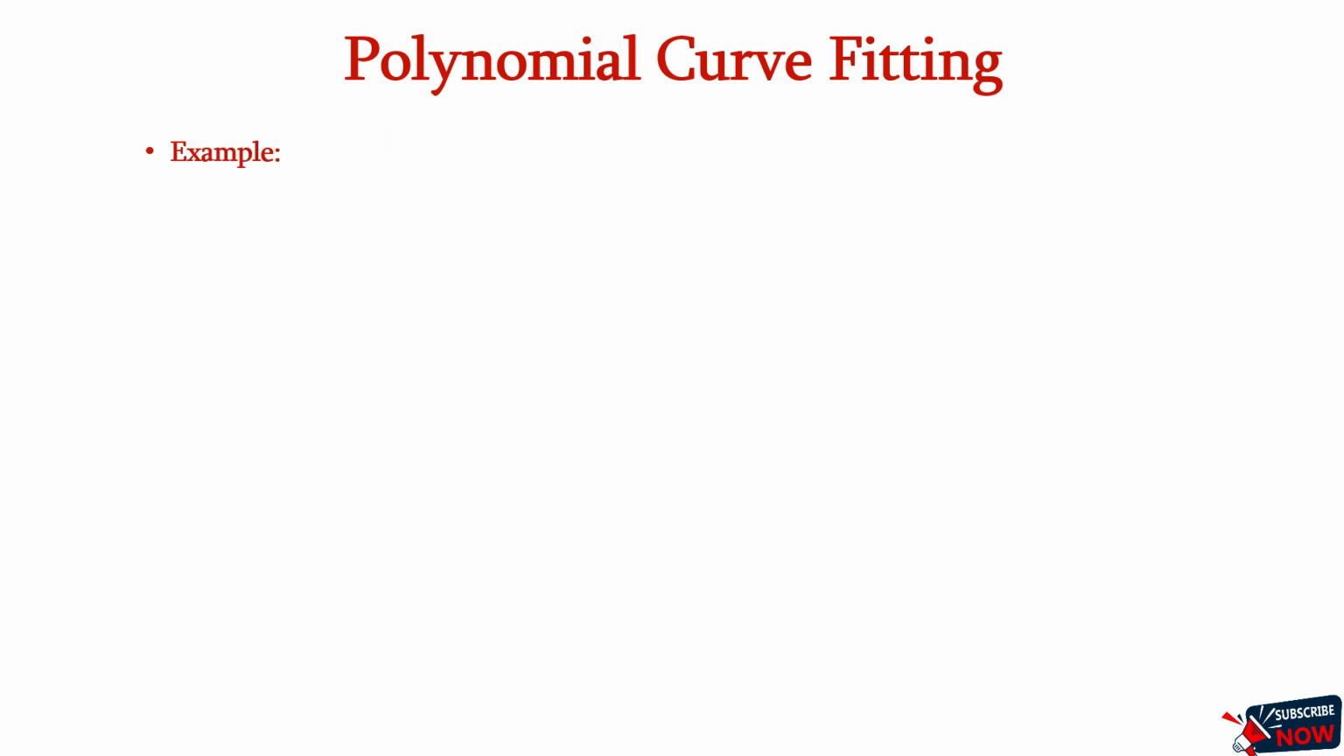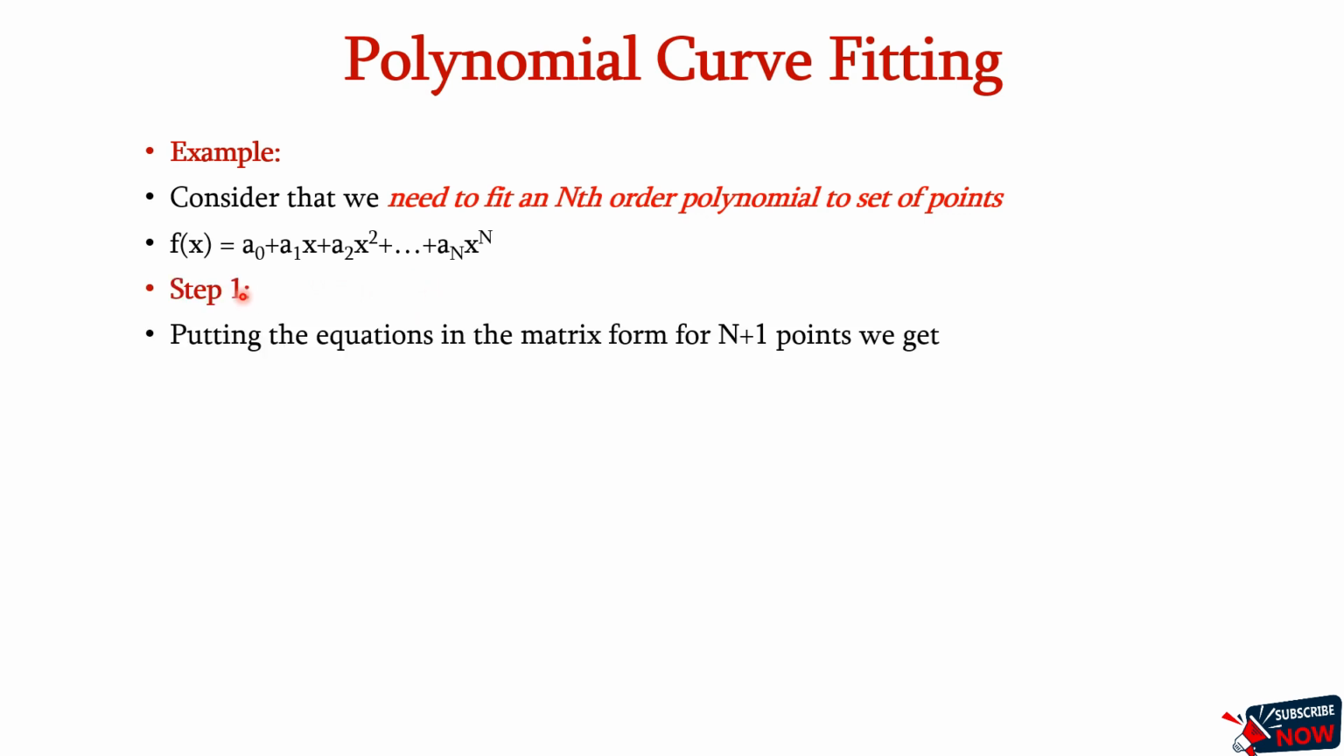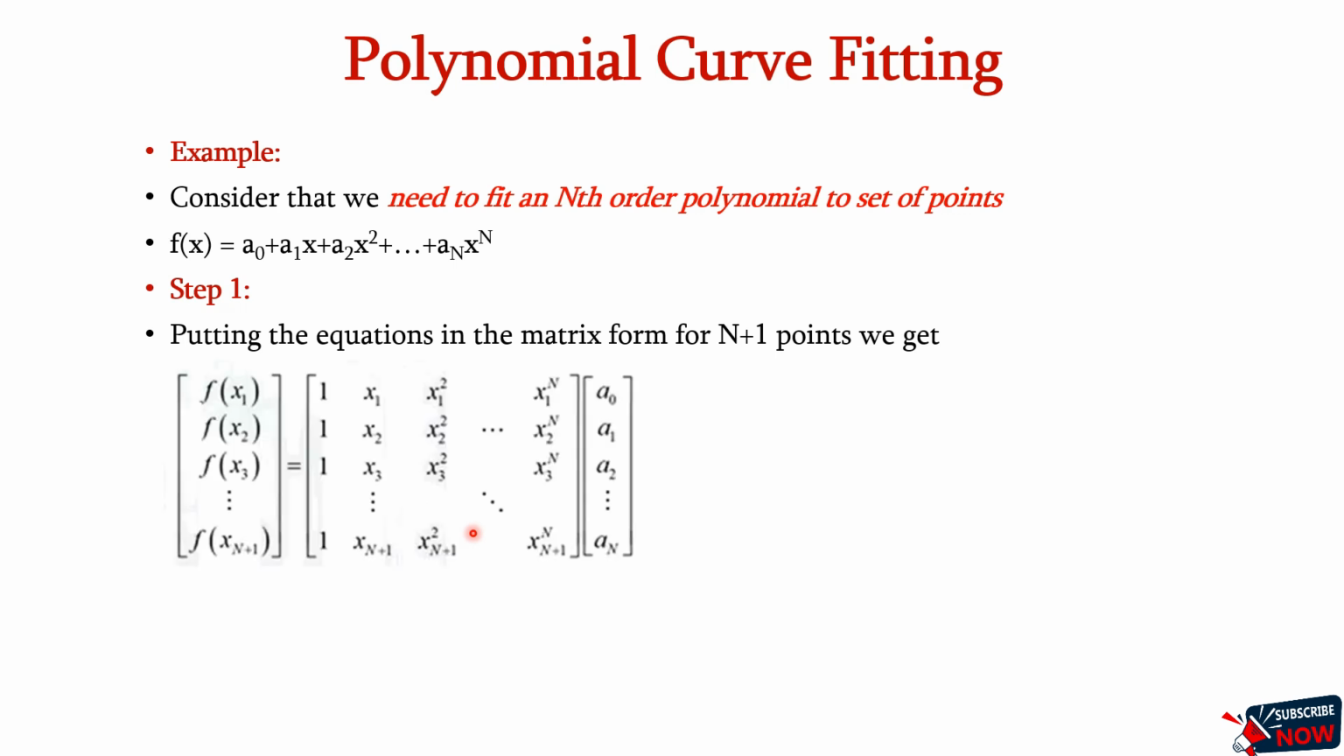Now let us see an example for polynomial curve fitting. Consider that we need to fit an nth order polynomial to a set of points. We can express this in the equation as f(x) is equal to a0 + a1x + a2x² plus up to an x^n. So here in total we have n plus 1 points, that is from a1 to an. In addition to that we have a0. So these n plus 1 points can be represented in the matrix as shown here. So f(x) is represented as f(x1) to f(xn+1).